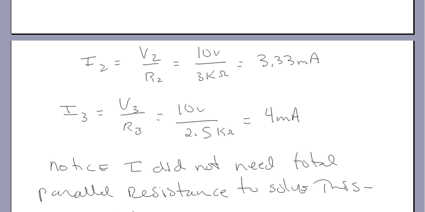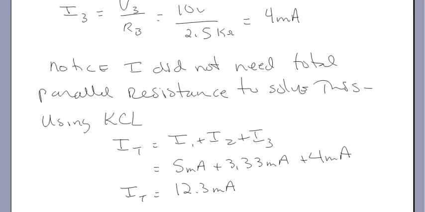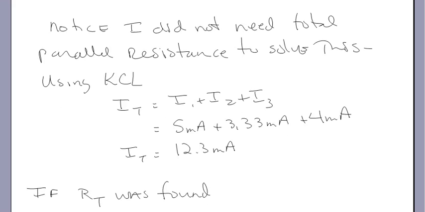10 over 3K gives me 3.3 milliamps, and 10 over 2.5K gives me 4 milliamps. Notice I did not need total resistance to solve this. And using Kirchhoff's current law, I just add the currents up and I get 12.3 milliamps.